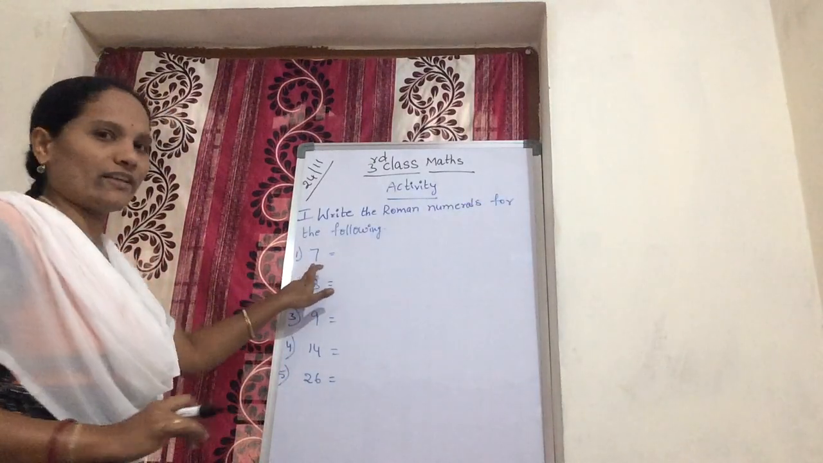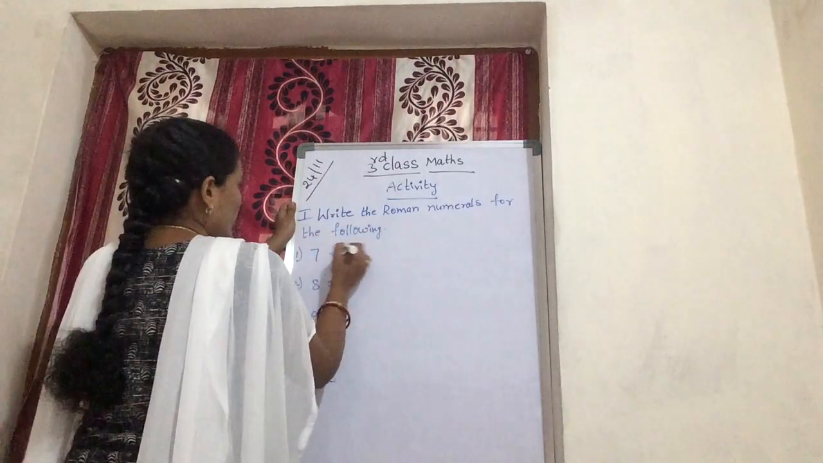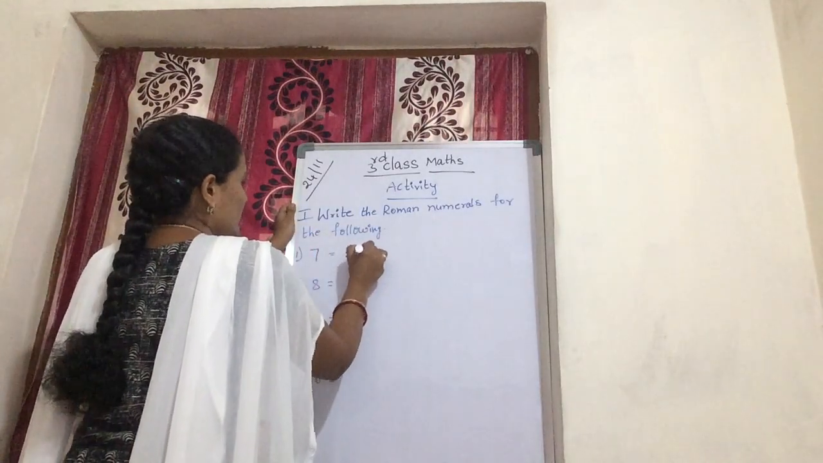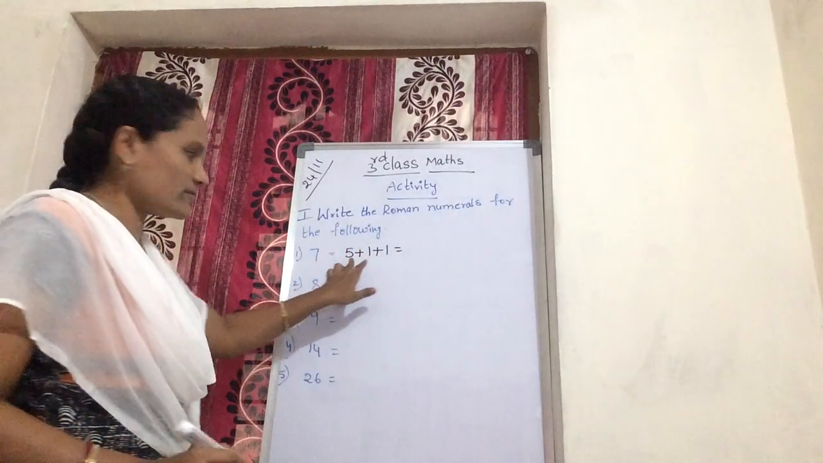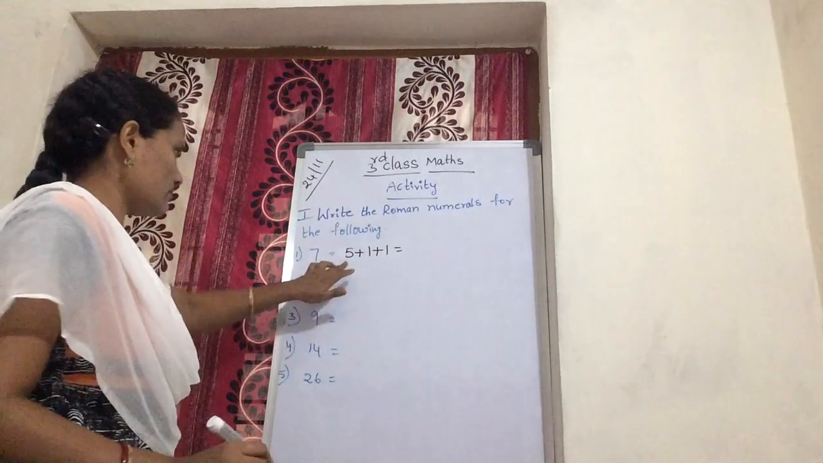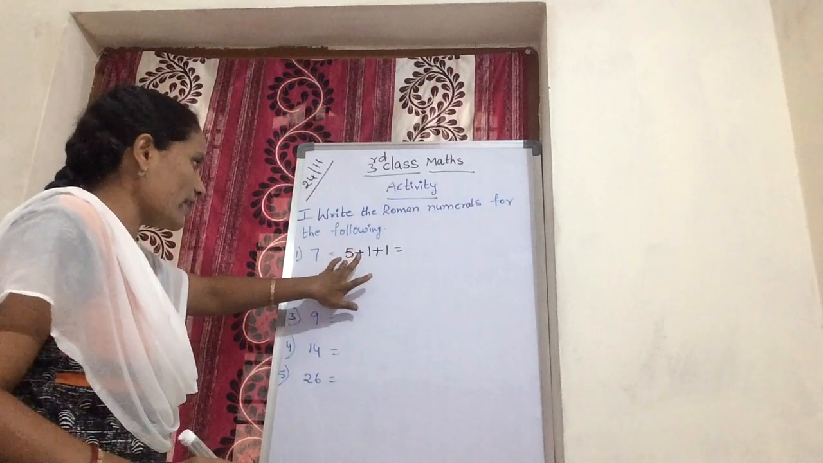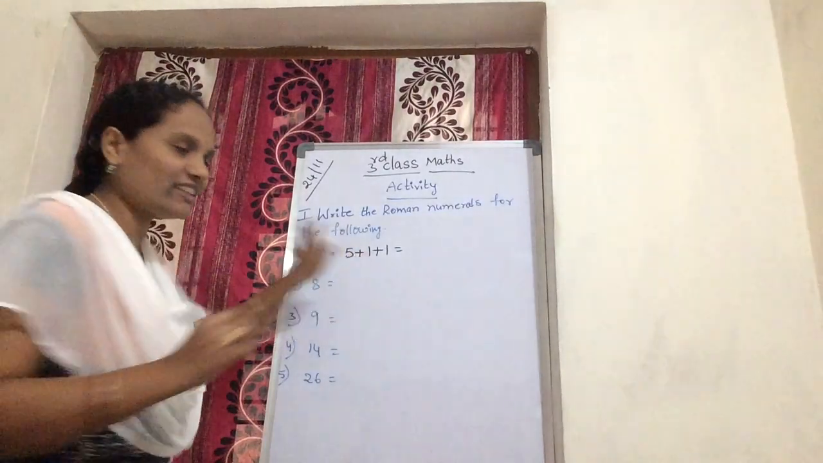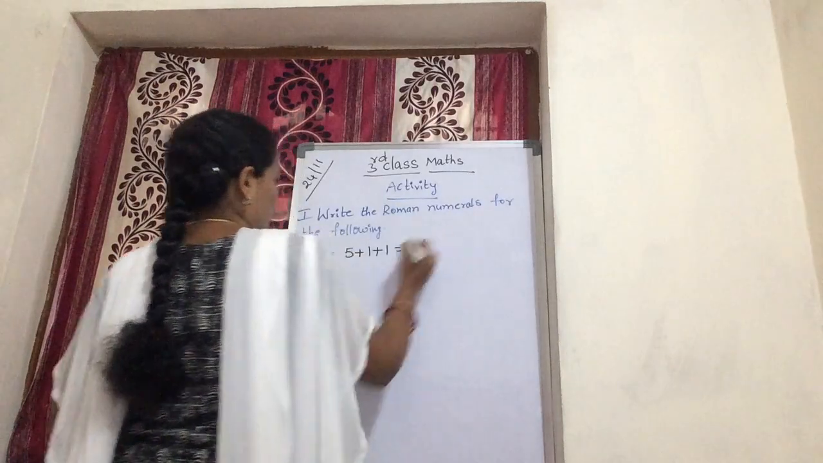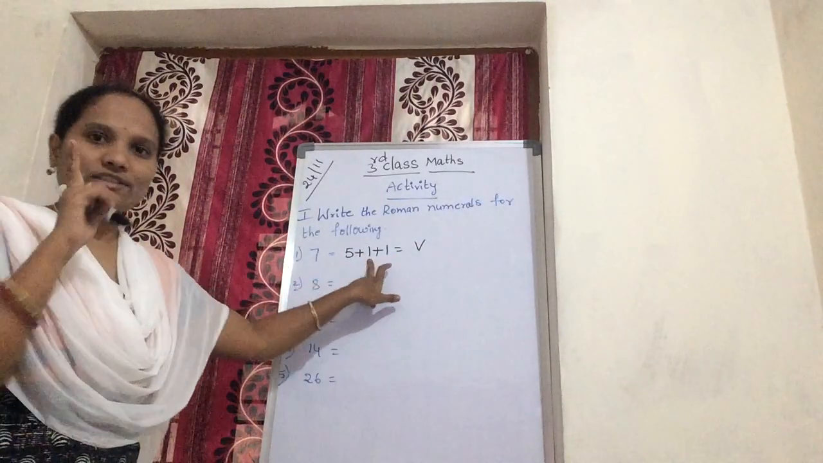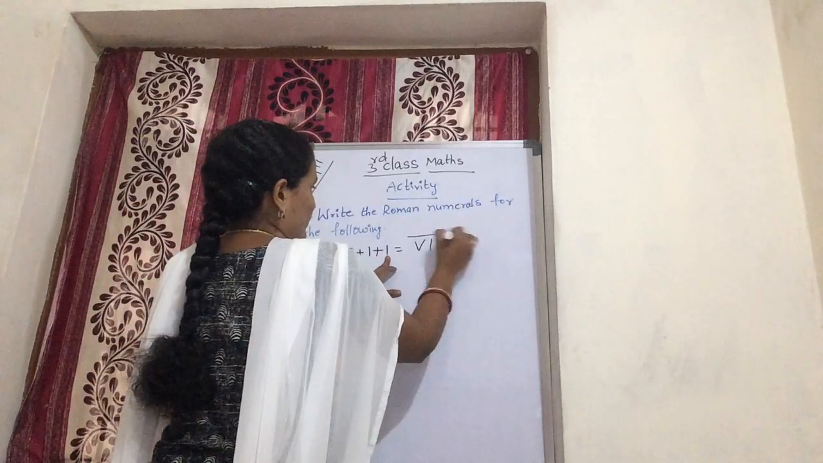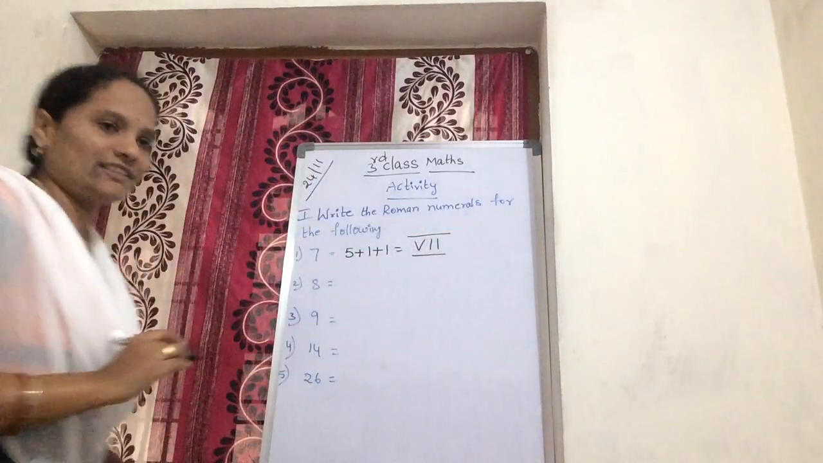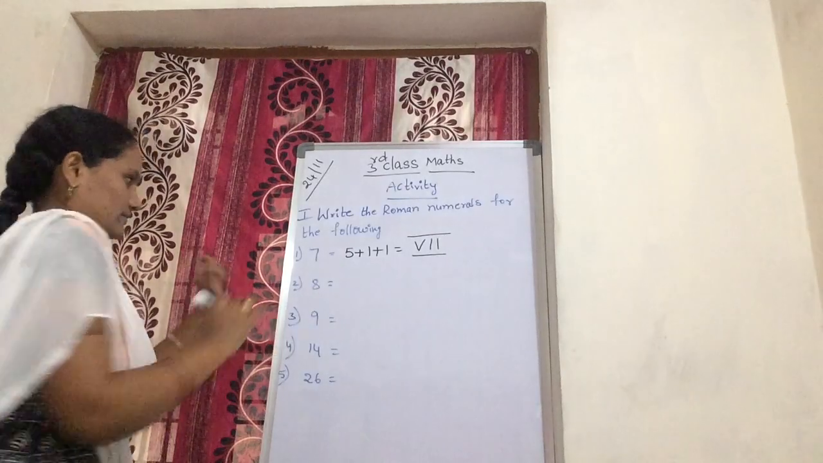Okay. Now 7, Amma. How to write 7? 5 plus 1 plus 1. You get 7. Now the basic symbol for 5 is what, Amma? V. Now 1 for I and again 1 for I. Okay, got it? 7.